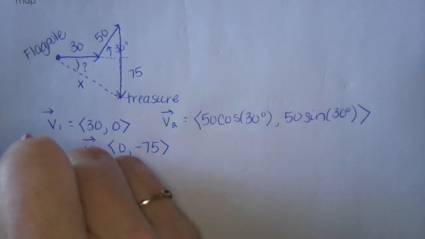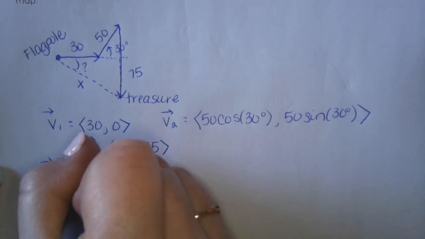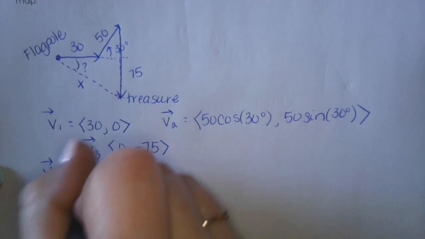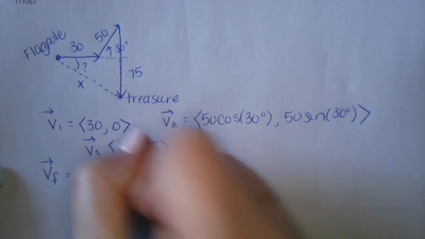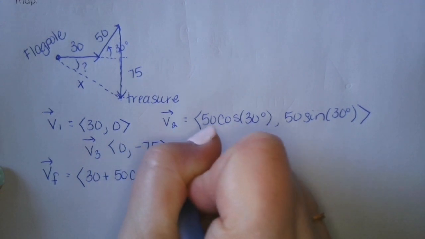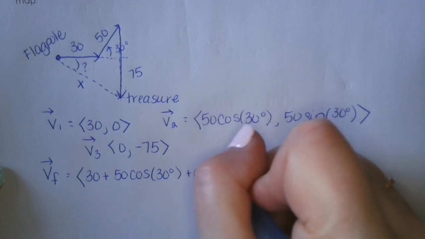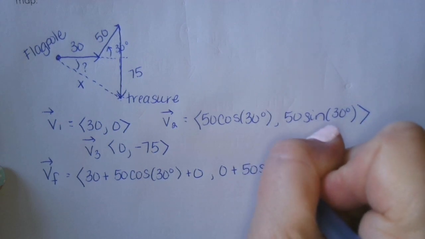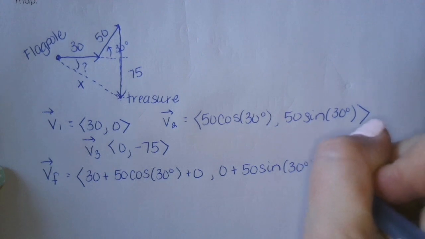So I'm going to call this vector flagpole. So vector F is equal to adding all the components of our vectors together. So 30 plus 50 cosine of 30 degrees plus 0. And our y components, 0 plus 50 sine of 30 degrees minus 75.